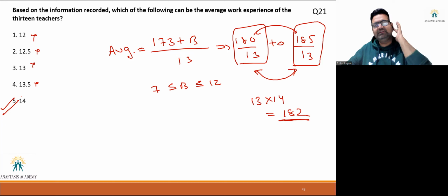There were two ways to do this, right? Either you did 180 by 13, you find out it is 13.9, so the only value which can come is 14, or you can directly see 13 into 14 is 182, which is lying between 180 and 185.